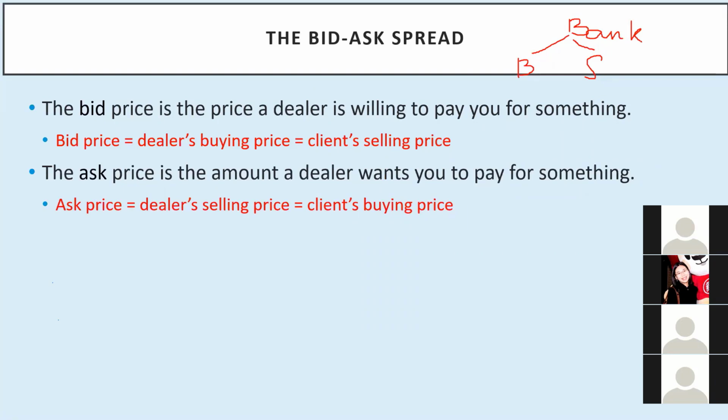Similarly, if a dealer quotes an ask price, that is the price that they want to sell at, right? So as a customer, if we go to the bank and we trade with them, we will be trading at their opposite side, okay? So if we want to buy, we'll be buying at their selling price.